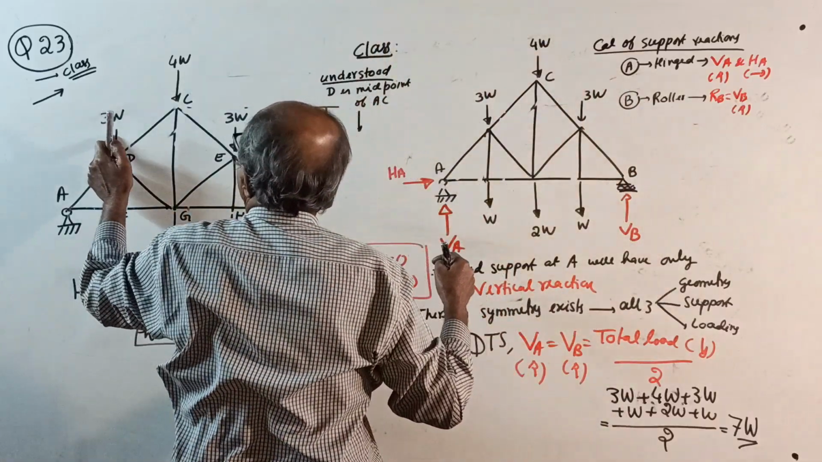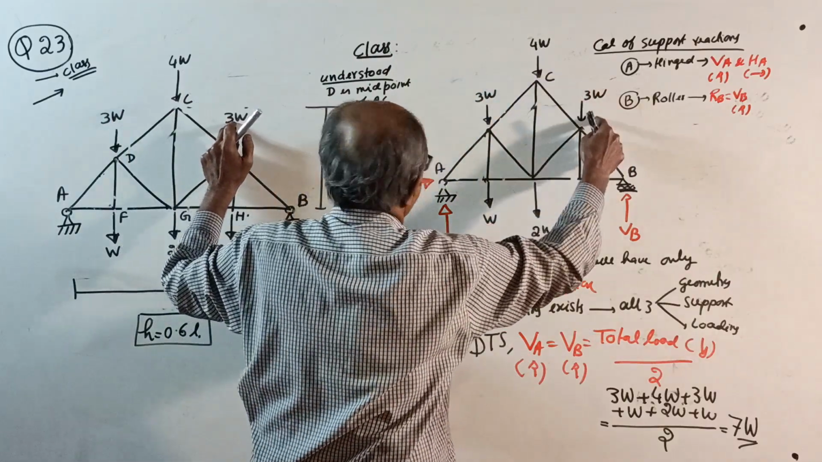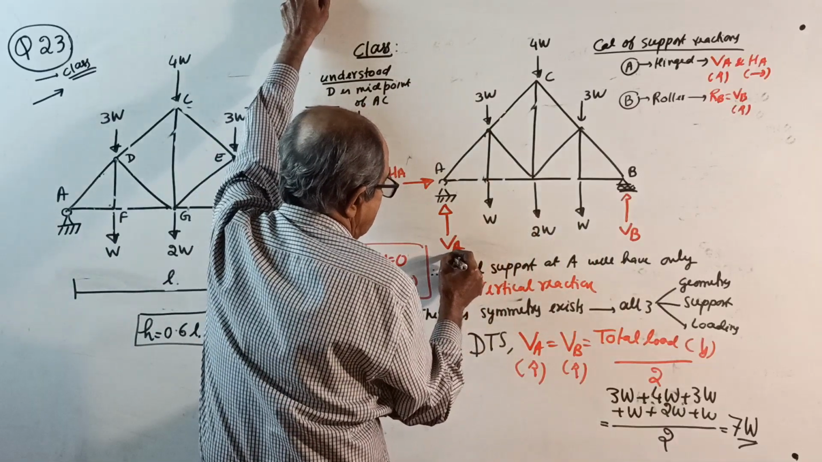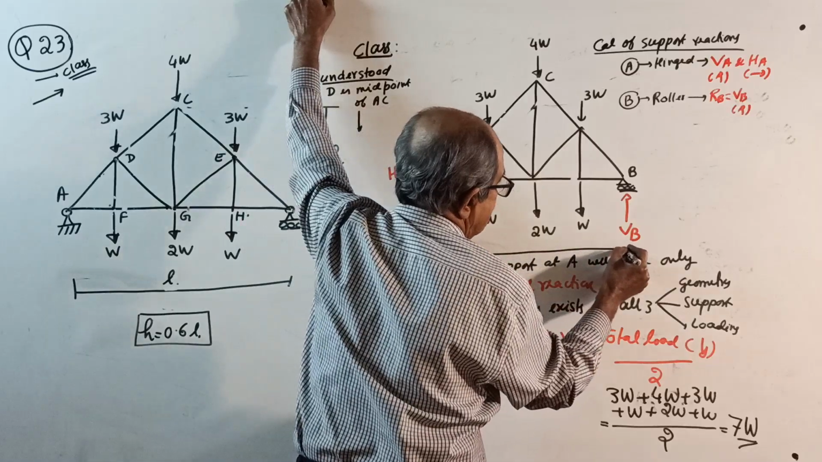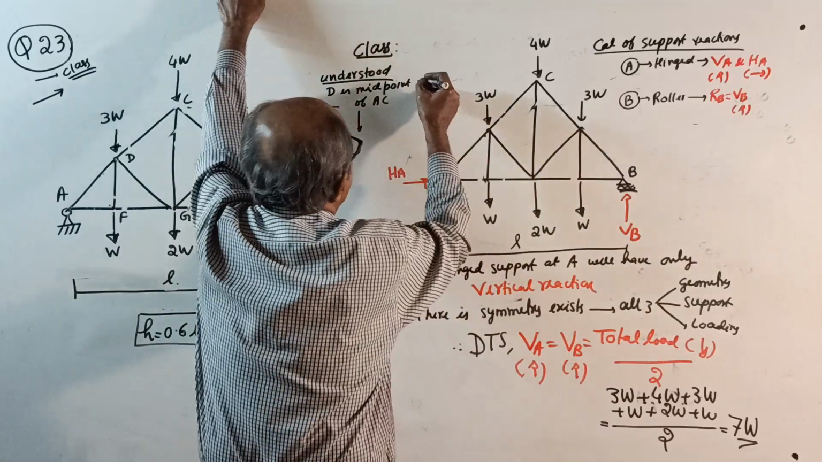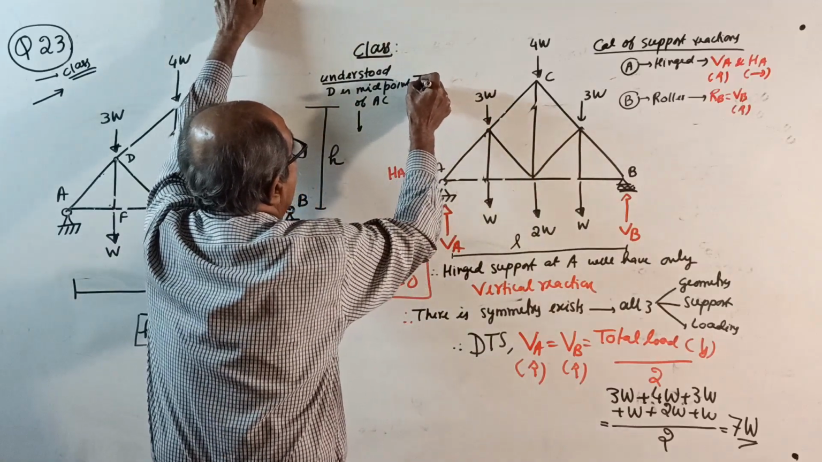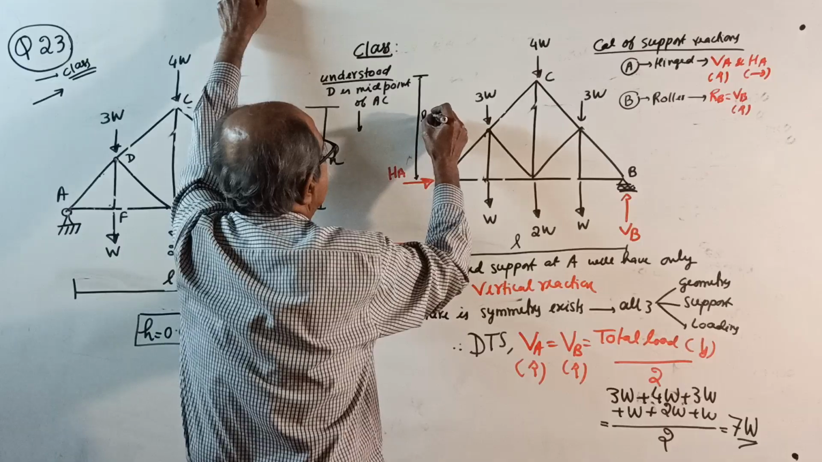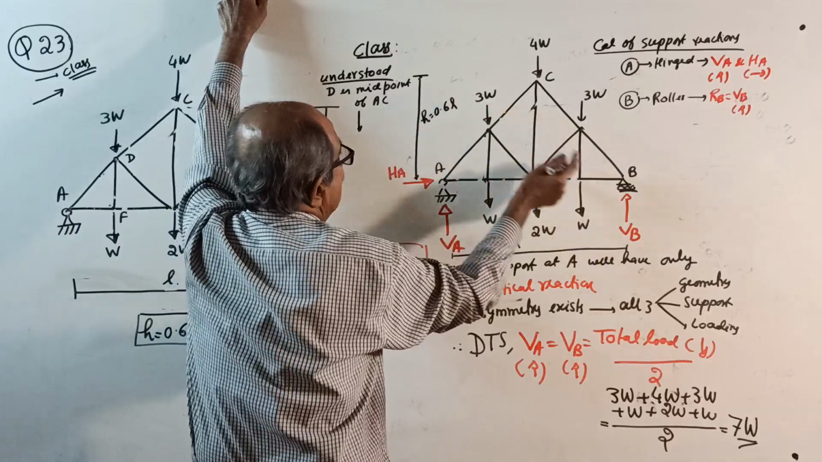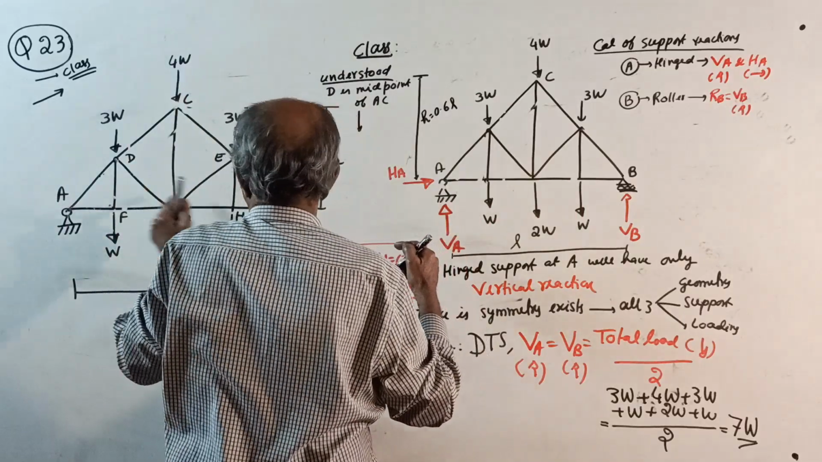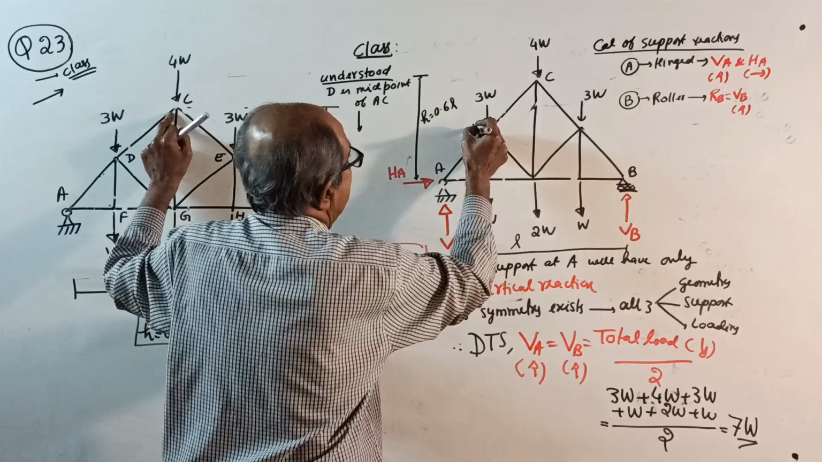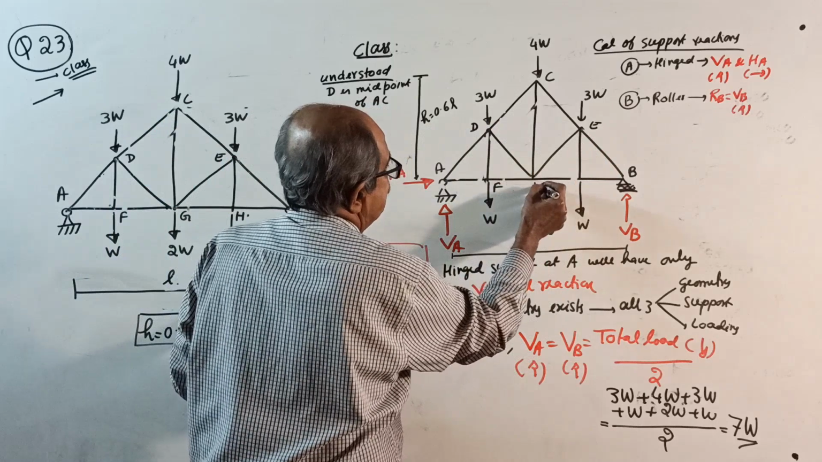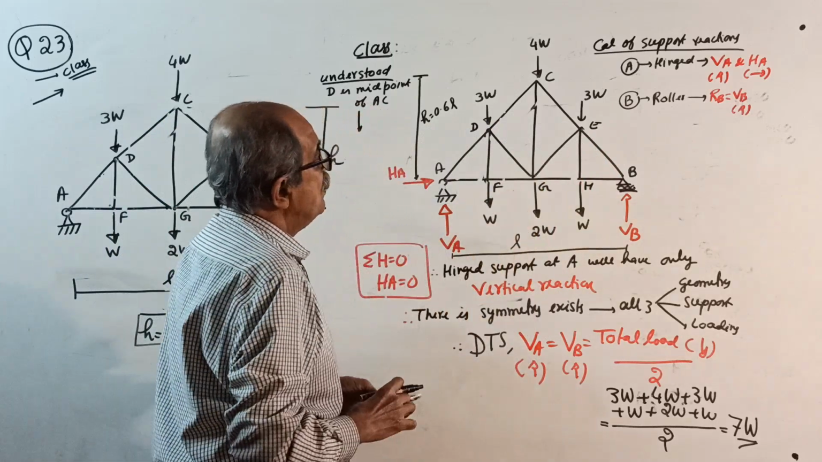See, the loads are 3W, 4W, 3W, 2W, W, W, 2W. This length is given as L. And this height is given, somewhere here I will mark. This height given is how much? Don't write H now. This H equals how much? 0.6 L, 60% of the span. Joints A, B, C, D, E, F, G, H. Okay. Now, correctly observe.